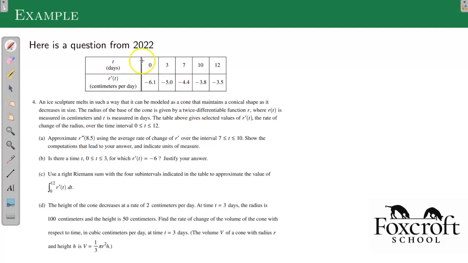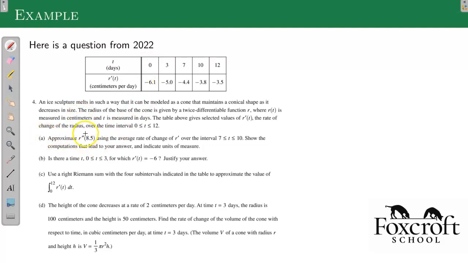So here's the question. Again, seeing a table up here, 9 times out of 10, it means it's one of these table questions, Riemann sum questions. First of all, read it carefully, pause the video, and see if you can get an idea of how you would do all of these. Maybe you can't do them all, but you can do some of them.